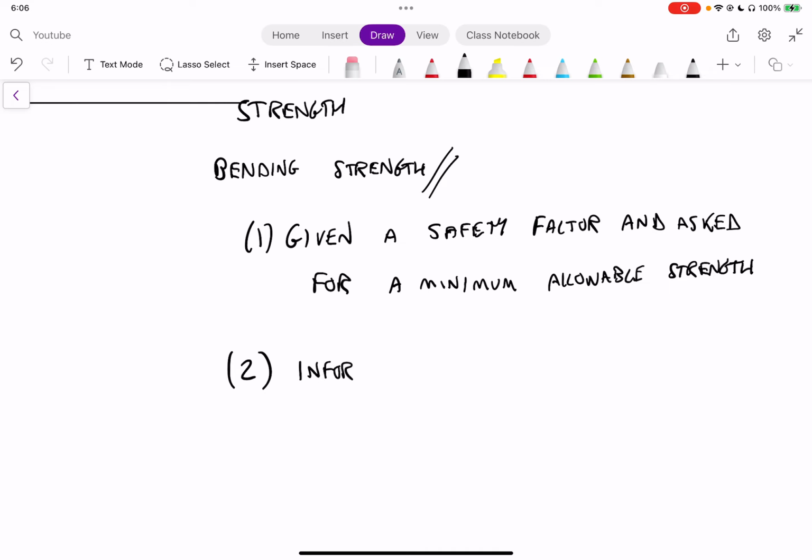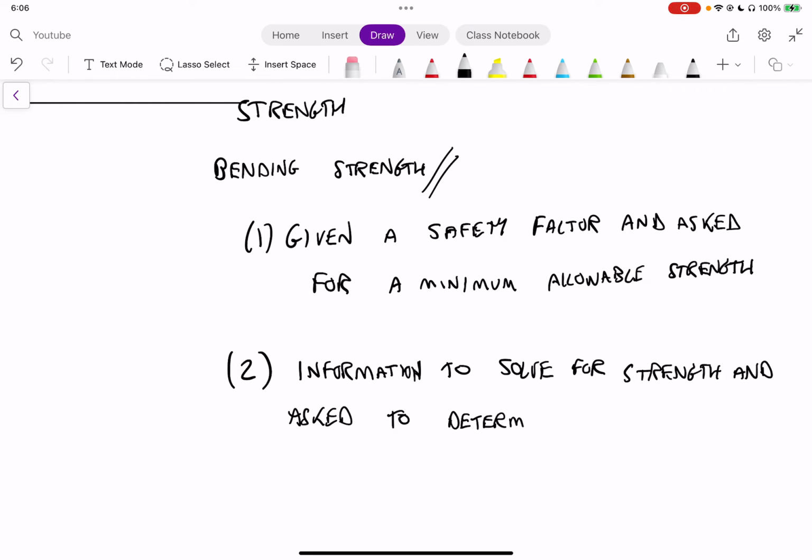Now the second type of problem, and this is the problem that we have now, is we have all of the information available to solve for strength. We're already given a material, and we are asked to determine if this material is good enough, if the material has enough strength, essentially, or determine if the safety factor is high enough.